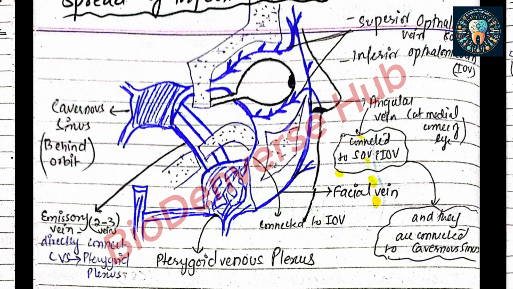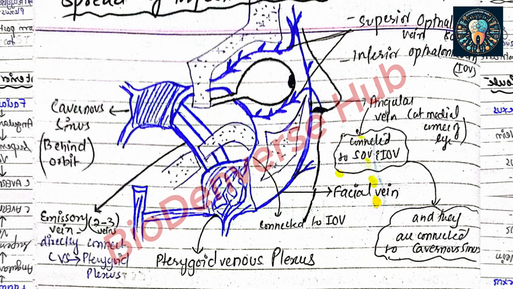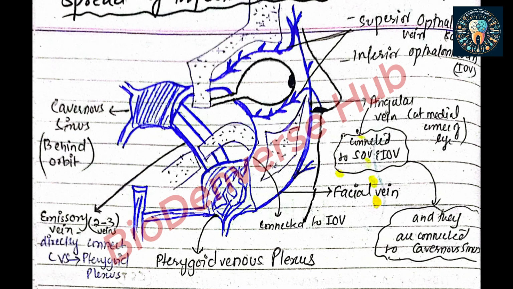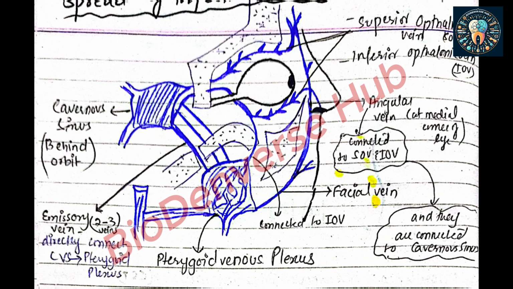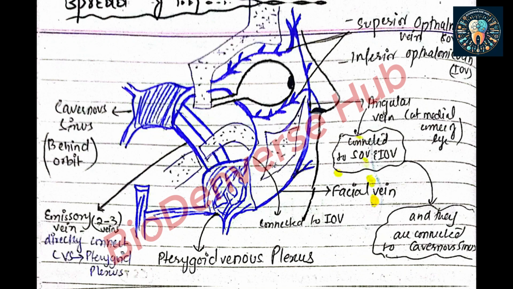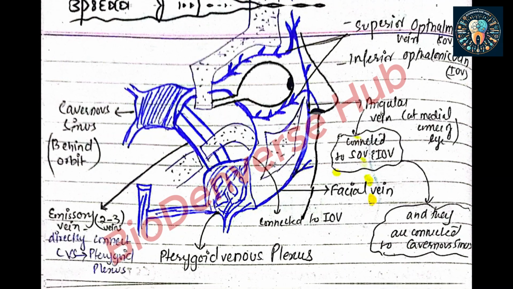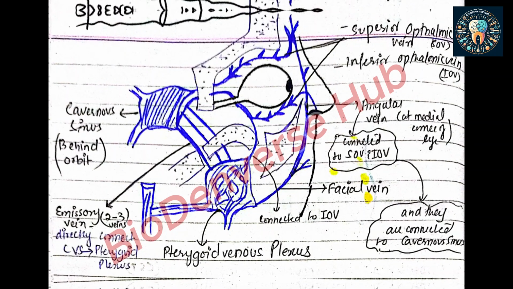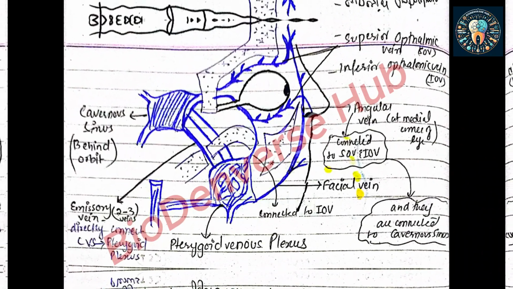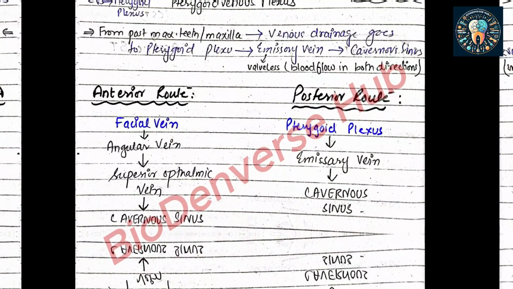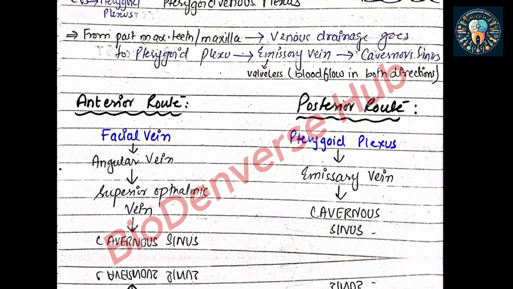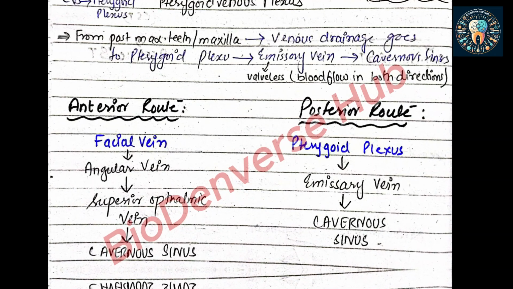So anteriorly, as you can see in the diagram as well, we have shown it through a path. First of all, that is the facial vein, and after that, as the facial vein moves upward, it becomes the angular vein, that is at the medial corner of the eye, and that angular vein is directly connected with the superior ophthalmic vein, which is directly connected with the cavernous sinus. So this was your anterior pathway. After that, we do have a posterior route as well. In that case, the pterygoid venous plexus that is present in the posterior maxillary region.